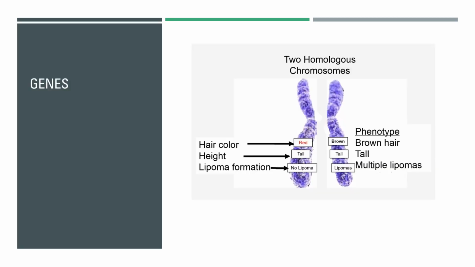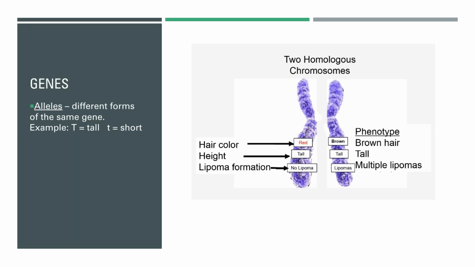Here we have a picture of two homologous chromosomes, and what we often will say is that the particular gene that is being used will have two different alleles. Alleles are the different forms of a particular gene. We have big T, which is tall, and we have little t, which is short. And that was used from the previous example.